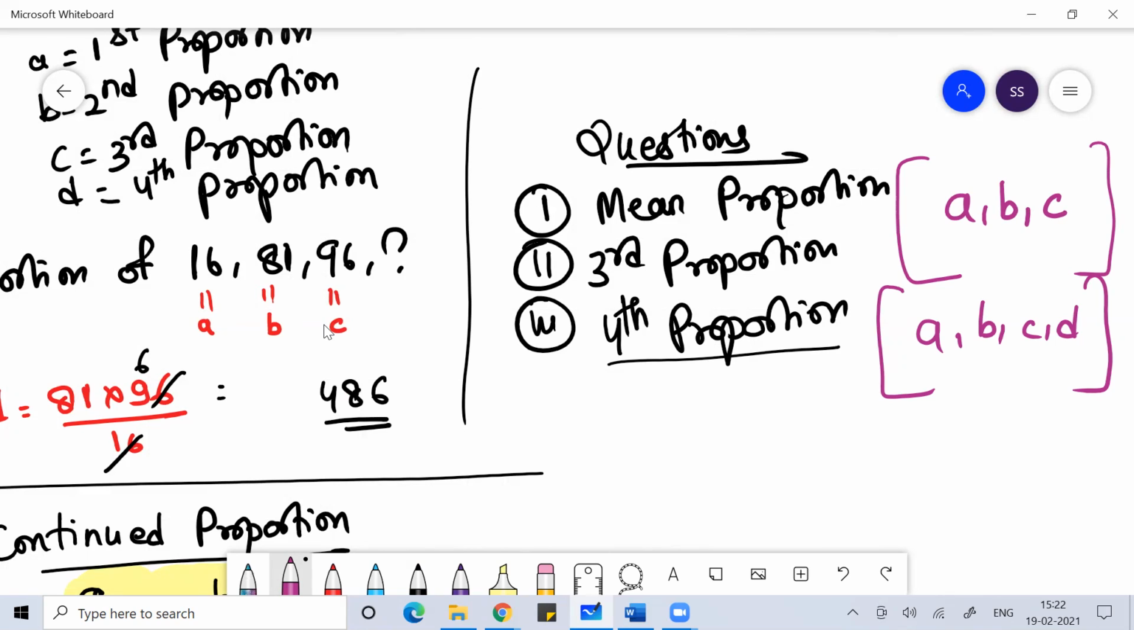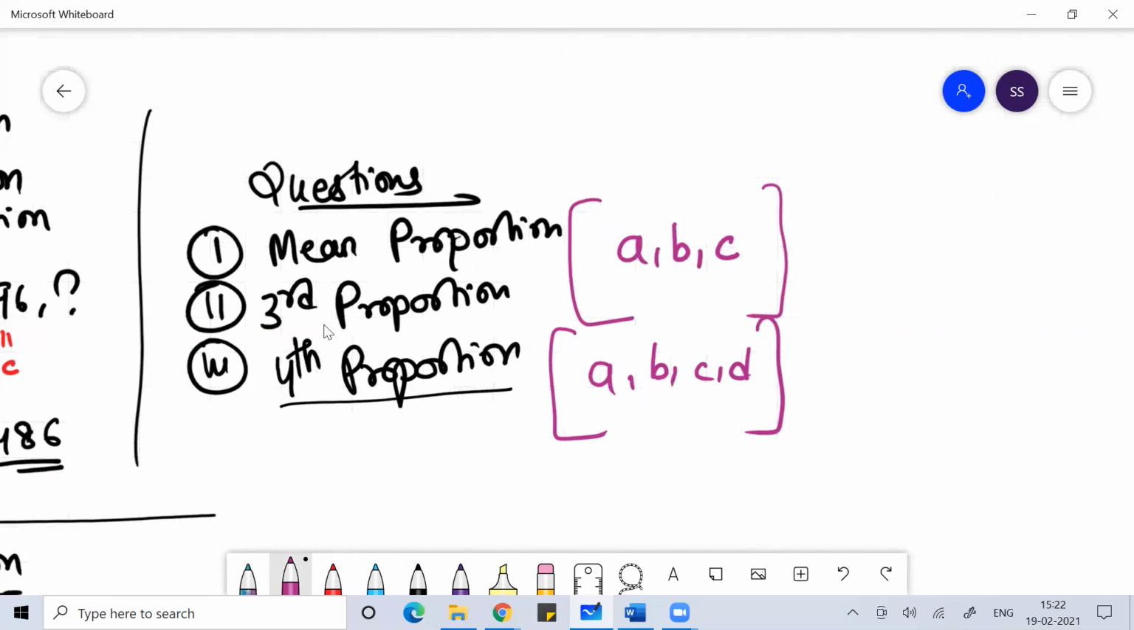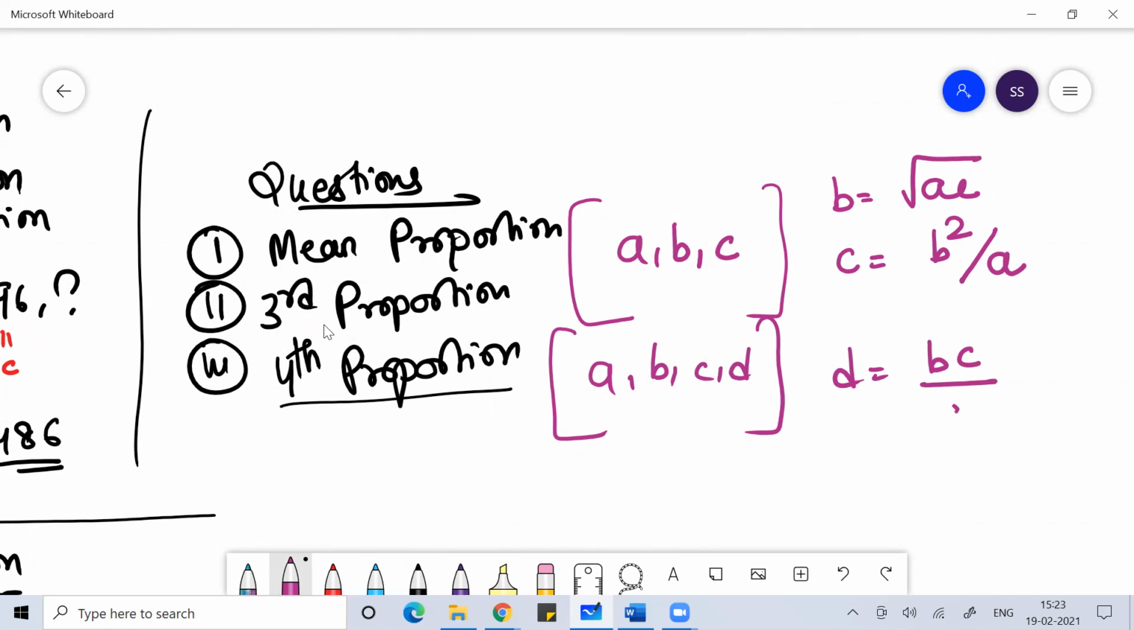So you need to remember, whenever I'm saying mean proportion, it means the square root of the two terms. Whenever I'm saying third proportion, it means the square of the second term divided by the first term. And fourth proportion is the second term into the third term divided by the first term. That is your fourth proportion. So keep this in your mind while solving the problem.